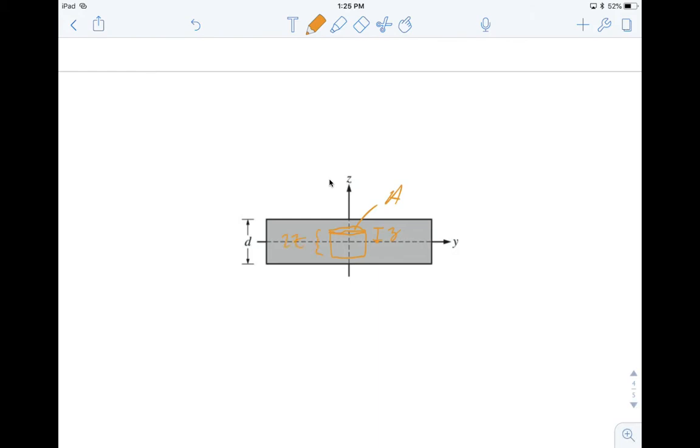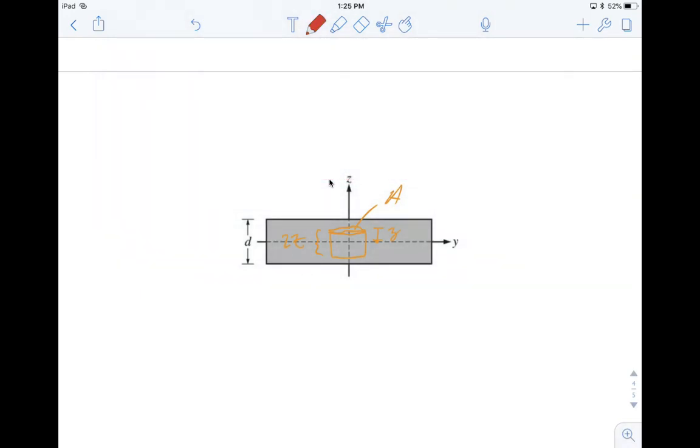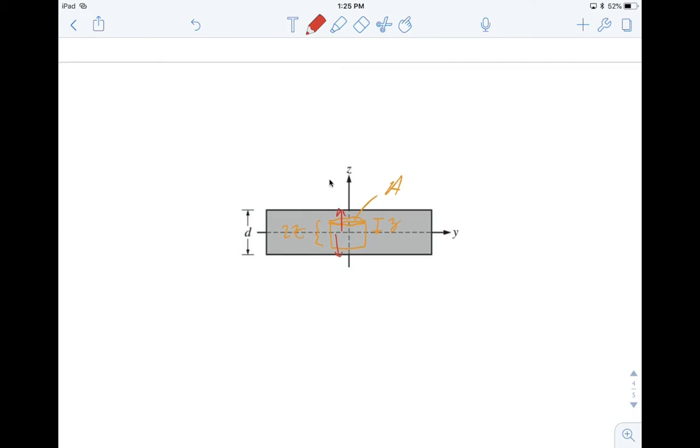Okay, why did I pick that surface? Let me explain. We know that the electric field is pointing down when it's below the y-axis, and it's pointing up when above the y-axis, and it's symmetrical about the y-axis. Notice that the electric field is parallel to the wall of the cylinder, which means that the flux through the wall of my cylinder is 0.